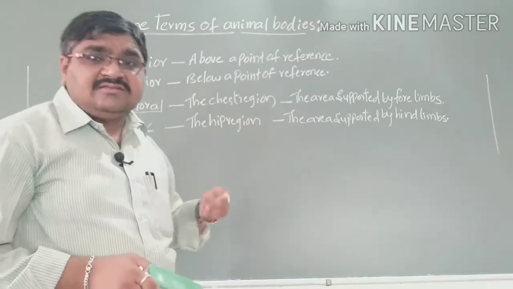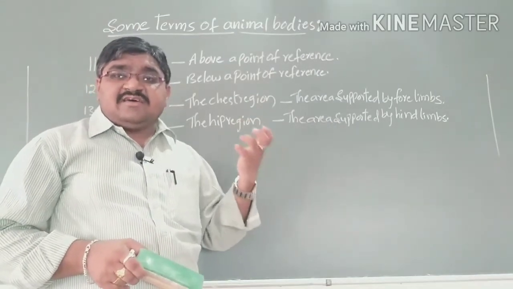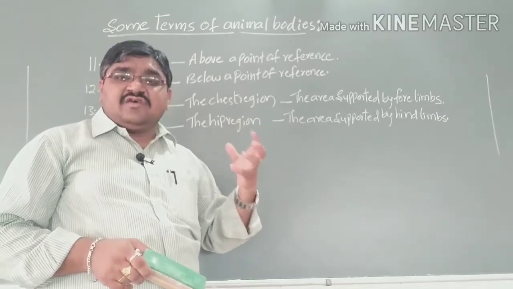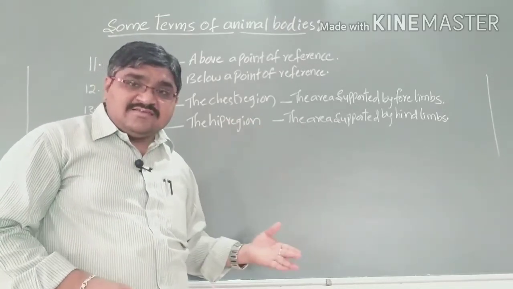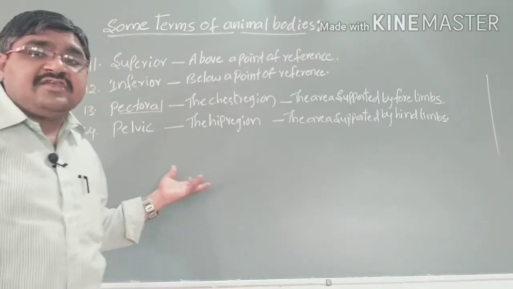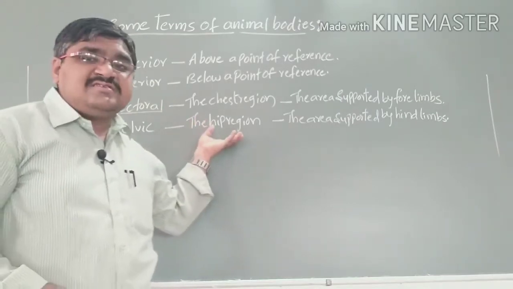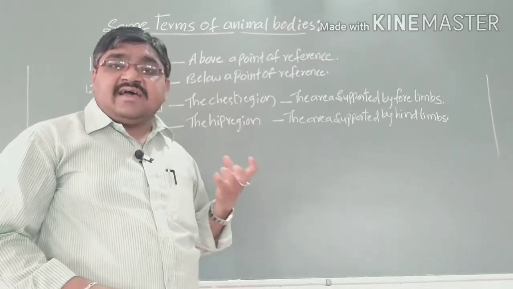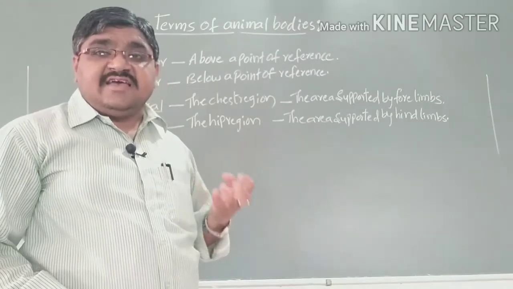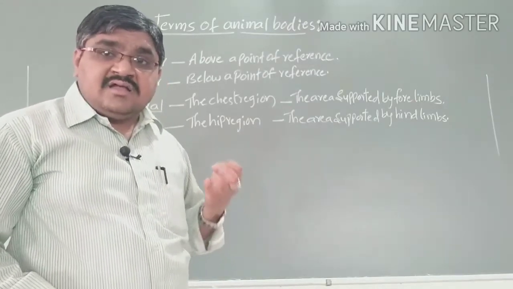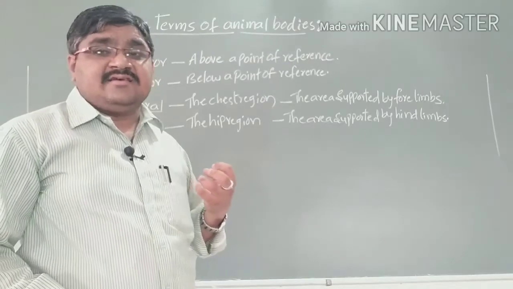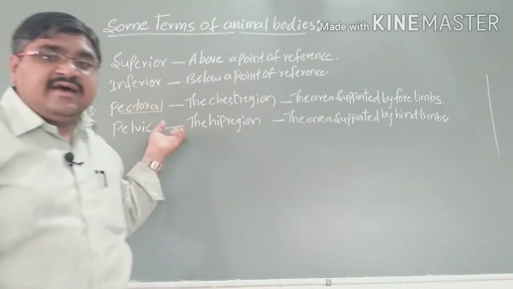In animals, the region where the four limbs are attached, we can call the pectoral region. And the pelvic region means the hip region, where the thighs are present.